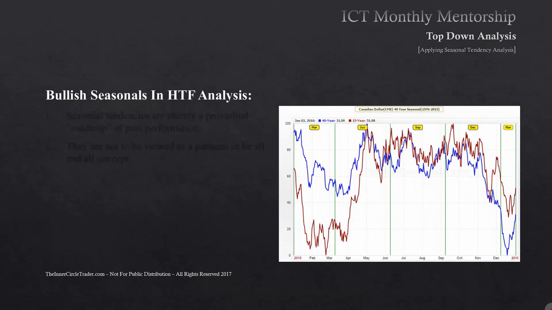Okay, you've probably seen this chart before. I've made available a few of these templates over the years, but we're going to be teaching specifically only on the buy side for seasonal tendencies in this teaching. And we're going to be using the Canadian dollar to begin with.